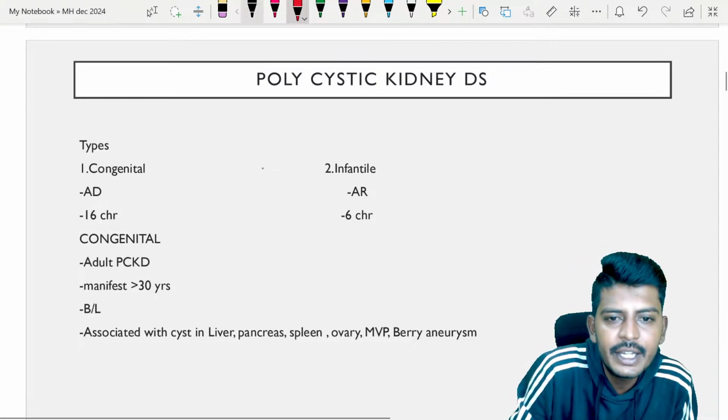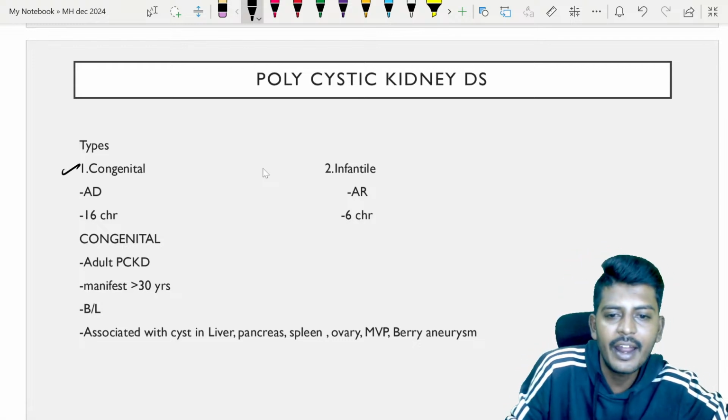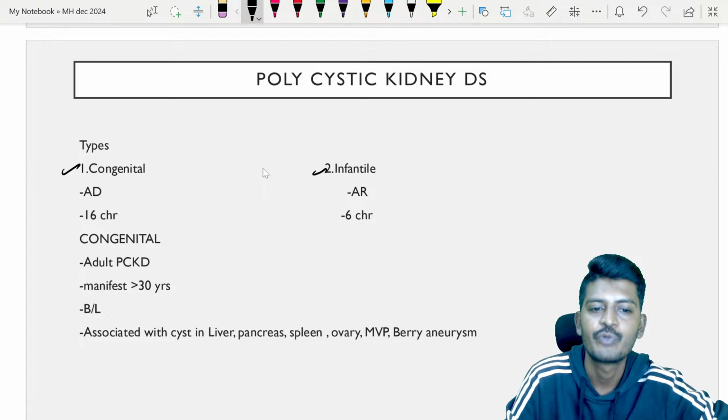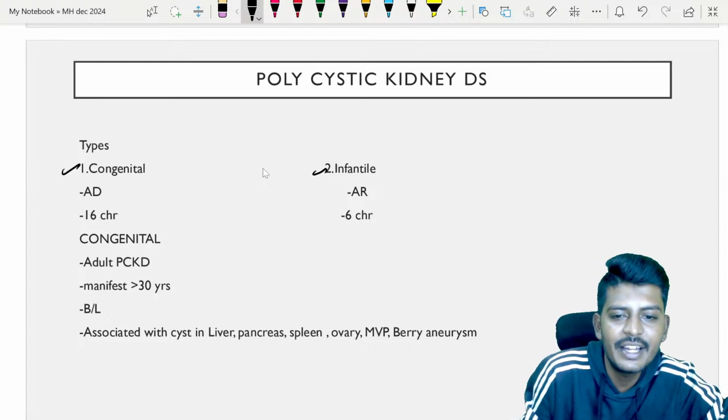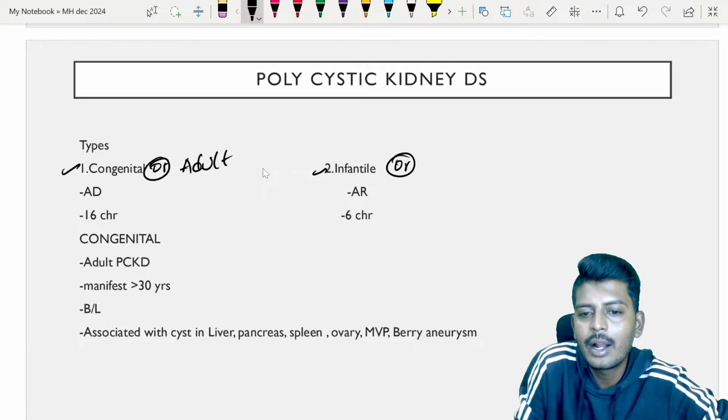Polycystic kidney disease is divided into two types. One is called congenital and another is called infantile. The congenital is also called the adult type. The infantile can be called the childhood type.